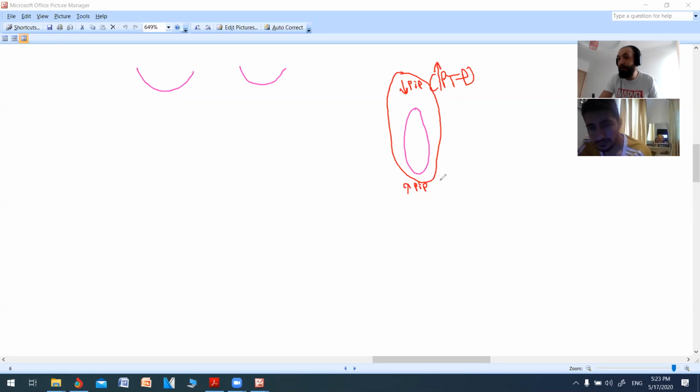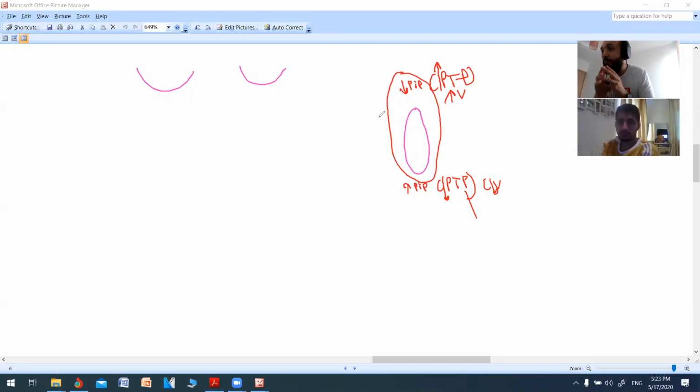High. And how is the PTP here? Low. So how is the volume here? High, because the PTP is the one that makes the volume. And how is the PTP here? And how is the volume here? Low. So what does this mean? The alveoli in the apex are larger than the alveoli in the base. Okay?